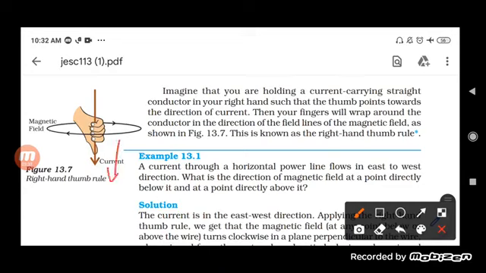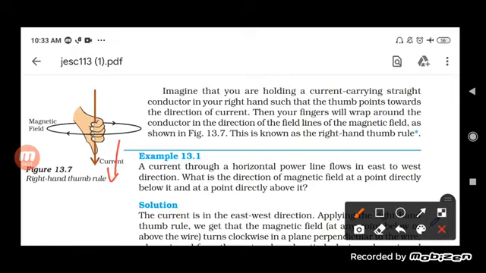And the magnetic field, you can see, is around the straight current carrying conductor. So the fingers which wrap around the conductor represent the magnetic field. And this we call the right hand thumb rule. So when we take our right hand, the thumb represents the current, and the fingers which wrap or hold the wire represent the magnetic field. Now what will happen if we change the direction of the current?